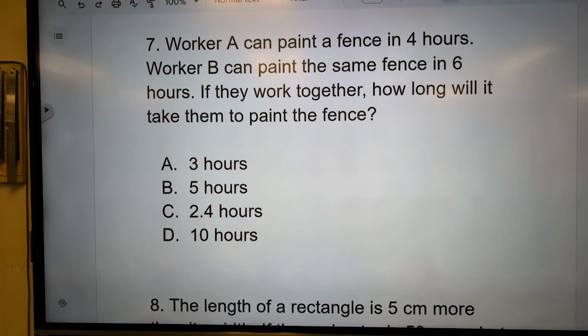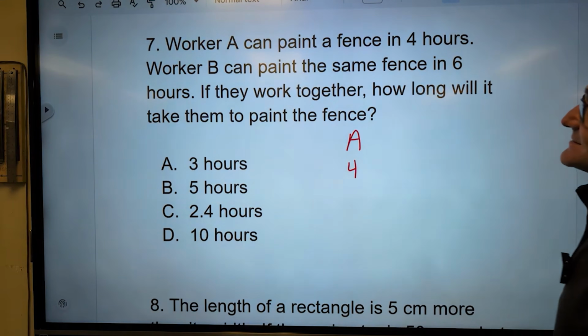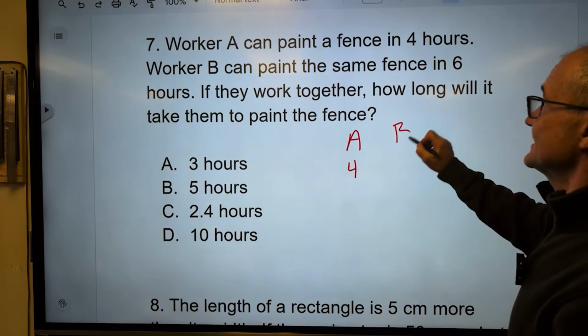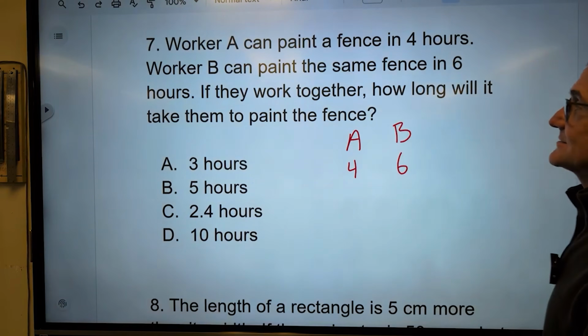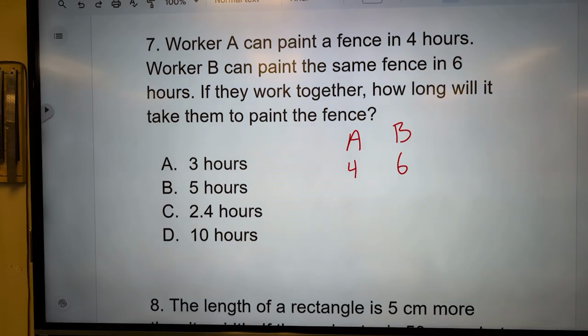Okay, number 7 right here. See if we can figure this out. Worker A can paint a fence in 4 hours. Worker B can paint the same fence in 6 hours. If they work together, how long will it take them to paint the fence?